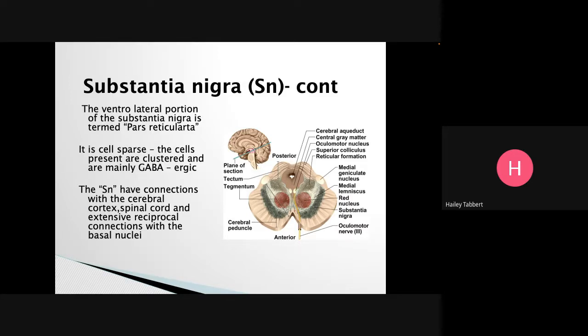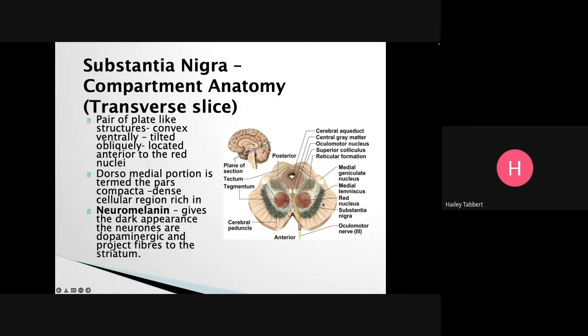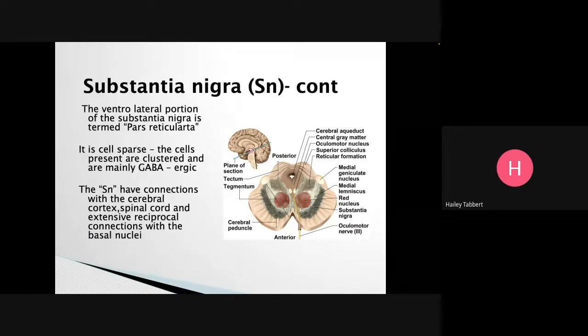Okay. So there's different portions of the substantia nigra, which I won't really get into too much. But the ventrolateral portion is the pars reticulata, and the dorsomedial portion is the pars compacta. You don't really need to memorize that, but if you see that in diagrams, that's what that means. It is cell sparse. So this means that the cells are present and they're very clustered, and they're mainly GABAergic cells. So they respond mostly to that inhibitory GABA neurotransmitter.